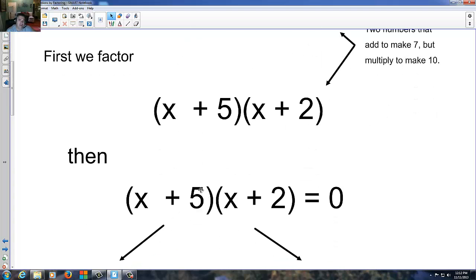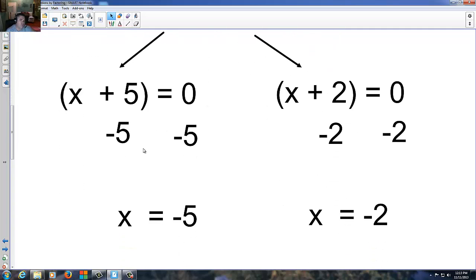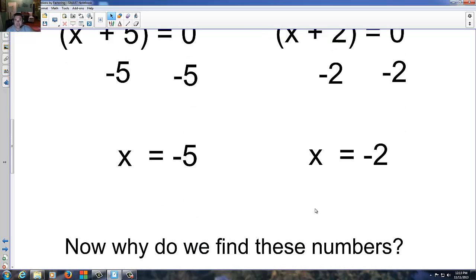Now, I go ahead and split them apart, saying x plus 5 could equal 0, or x plus 2 could equal 0. X plus 5 equals 0, instead of plus 5, minus 5, minus 5 to one side, minus 5 to the other. Over here, instead of plus 2, minus 2, minus 2 to one side, minus 2 to the other. Therefore, x could equal negative 5 or negative 2.